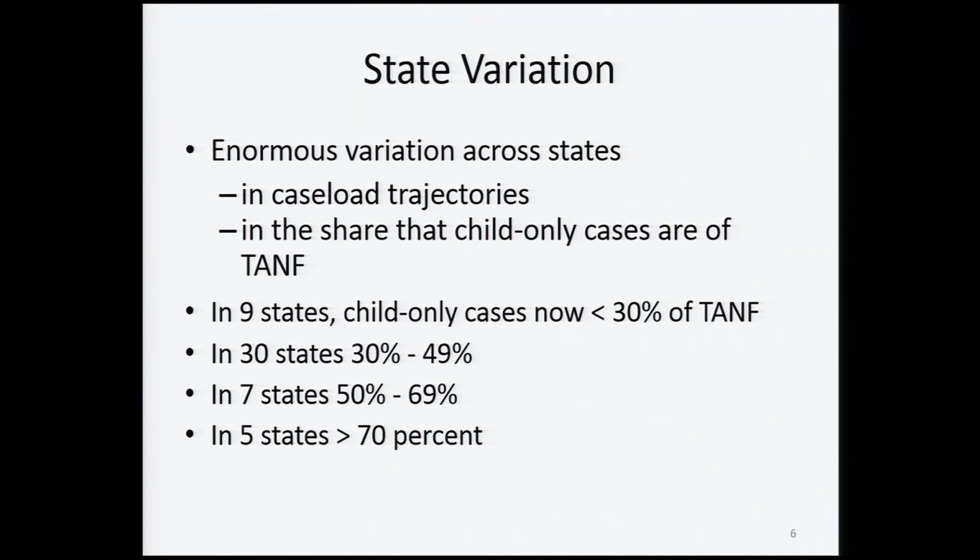So even though there has been stability overall in the number of child-only cases for the last decade, that's really not the full story. The caseload trajectories have varied wildly from state to state. The distribution of cases among different kinds of child-only cases has changed somewhat. And at the end of our data collection period, we found that in 9 states, child-only cases were under 30% of the TANF caseload, but in 5 states, over 70% of the caseload was child-only, which seemed really rather remarkable to all of us. And the implications of this are really the subject of what I'm going to talk about, and I think Jane as well.